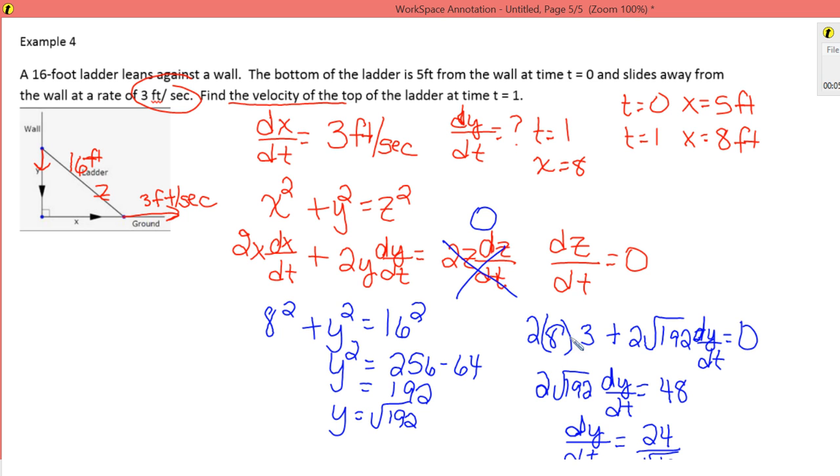And my units for this would be feet per second. Also, this would be negative. And the reason it's negative is because it's moving downward. So because it's moving downward, it would have a negative value.